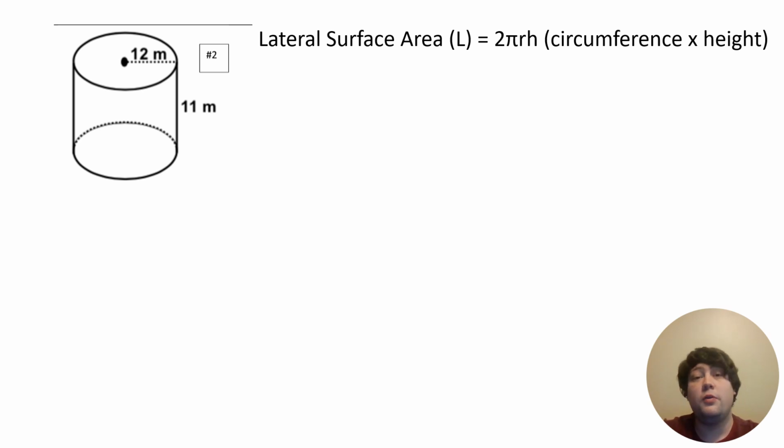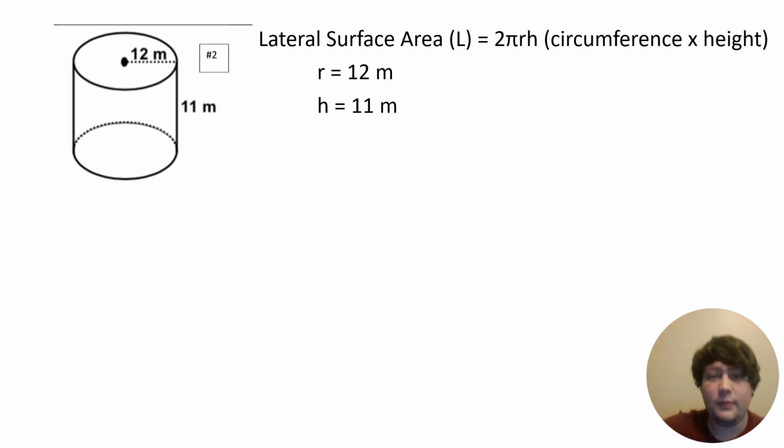So let's go ahead and work through it first by bringing down all of our variables and plugging them into the equation. So our radius given is 12 meters. Now the radius is the distance from the center to the edge of the circle. And our height is 11 meters. So plugging that in, it's going to be 2 times pi times 12 times 11.